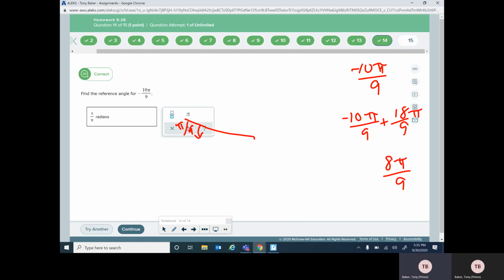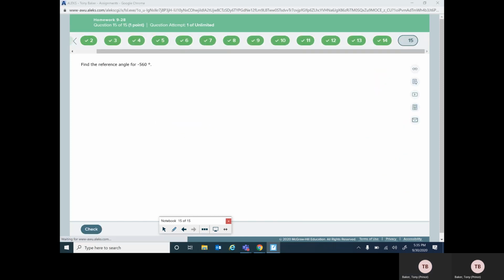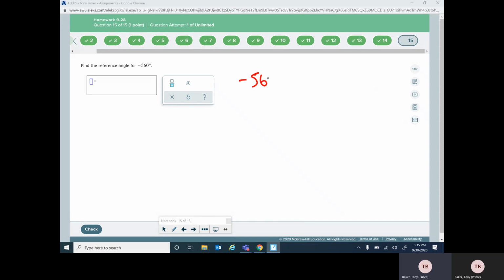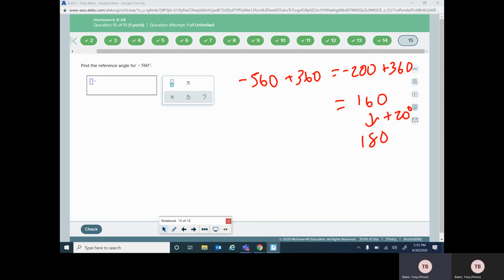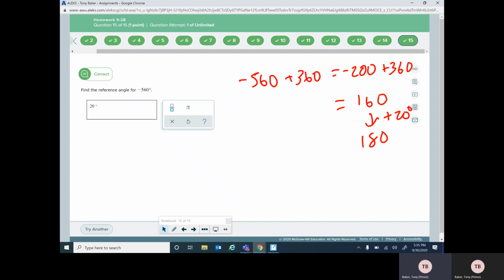So again, it's whatever's going to get you back to that center angle. Last one, same thing. This one's just with degrees. I've got negative 560. I'm going to add 360 to that. I get negative 200. I'm going to add 360 to that, and I get 160. So 160 is closer to 180. To get to 180, I'm going to do 20 degrees. So my reference angle in this case is 20 degrees. And those are the topics that we did on Monday.